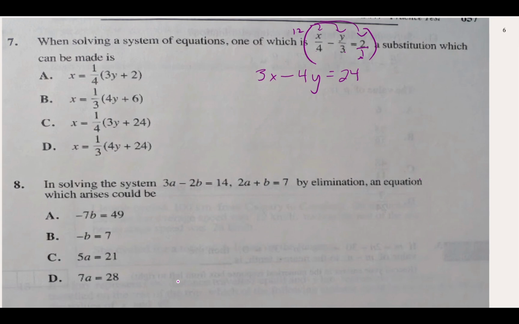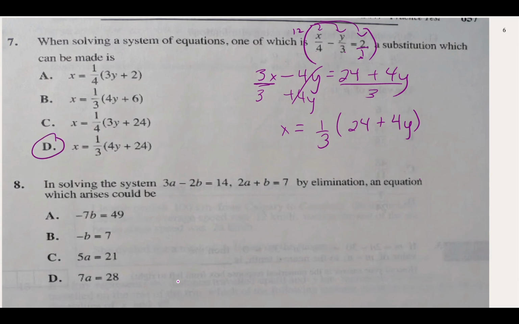Now, all of these are isolating x, so that's what we're going to do, get x by itself. To do that, add 4y to both sides, so that goes away, and divide both sides by 3. So x will equal, and we can take that fraction, 1 over 3, put that in the front, and then 24 plus 4y. If we're going through this and checking to see what answer we have, our answer that matches is D, because this is just in reversed order, but they're equivalent.